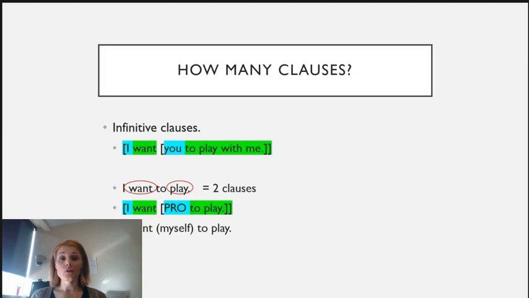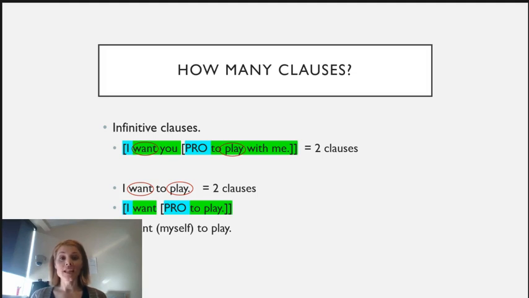Okay, and then back to our example on the top, I want you to play with me. So what this actually looks like is I want you, so I being the subject, and then want you to play with me being the predicate, and then the subject of the second clause is actually also big pro, and then to play with me. So again, we can count our two main verbs, want and play, and come up with our two clauses.